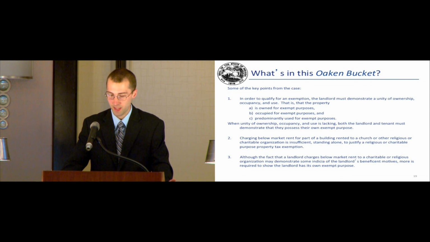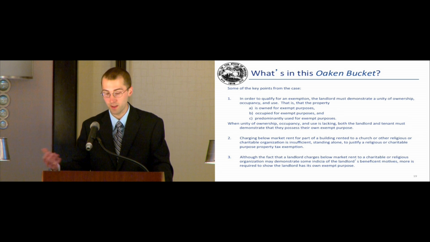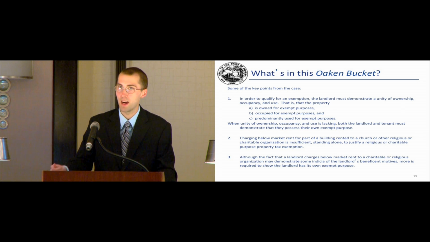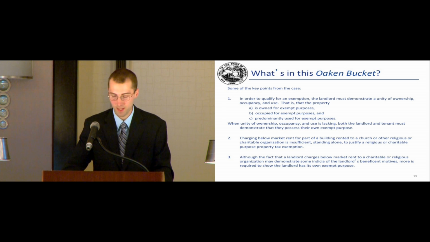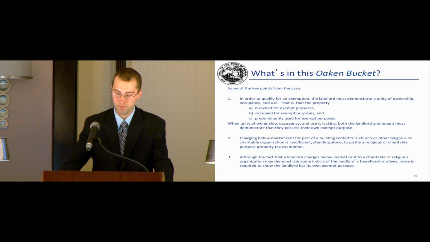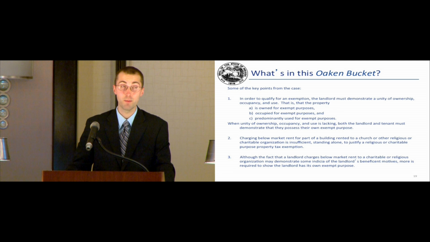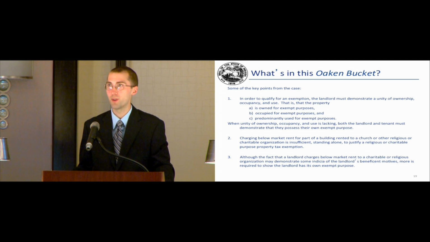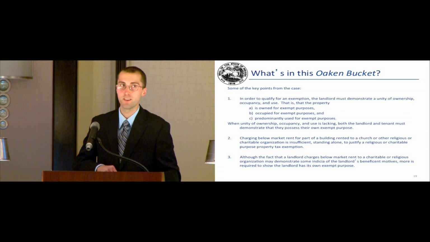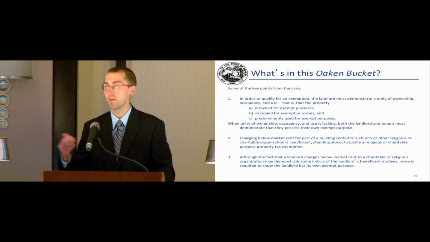Some of the key points of the case worth considering. The Supreme Court stated that for a landlord applying for an exemption in order to qualify, the landlord applicant must demonstrate that the property is owned, occupied, and predominantly used for exempt purposes. The court refers to this, if you will, as a unity of purpose. Now, when such unity is lacking, both the landlord applicant and tenant must demonstrate that they each possess their own independent exempt purpose.